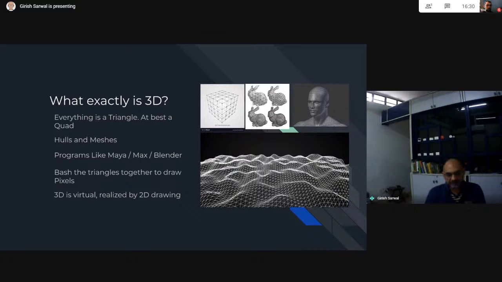So when you see this cube on the screen, there are a lot of 3D points in here. Your job is to batch these triangles together and convert them into pixels. Once you convert them into pixels, you can really slam it to the frame buffer. The moment you slam it to the frame buffer, you start seeing things on the screen. Which is why we always say 3D is virtual and it is realized by 2D drawings.